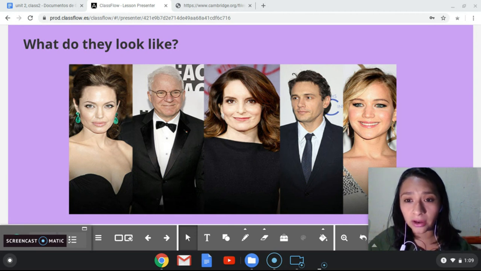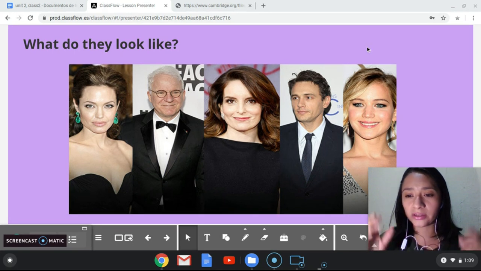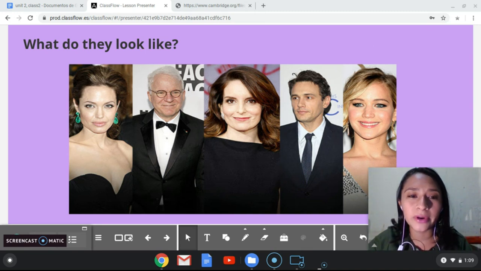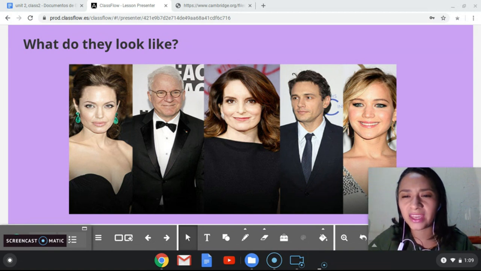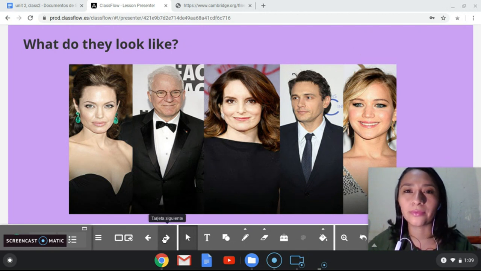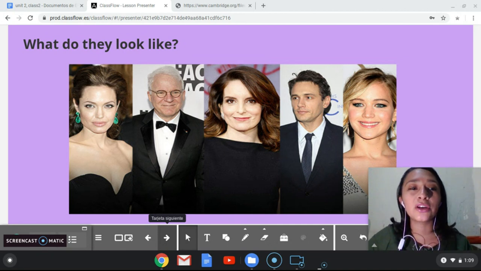have long hair. Probably she also has long hair, but she has it in a ponytail or something like that, so we can't see it. But think about it. What do they look like? Think how you can describe them better. Okay, so if you have your ideas, keep them in mind and let me know on the Zoom session.